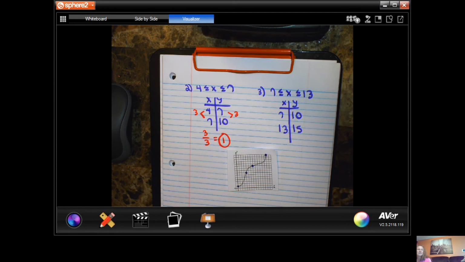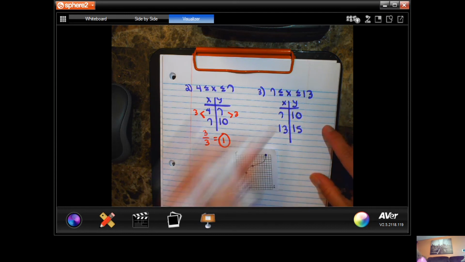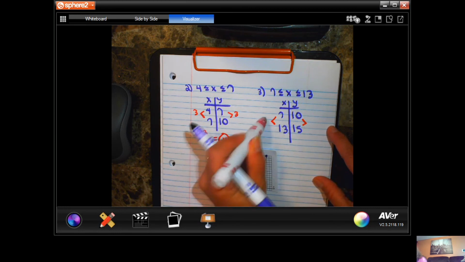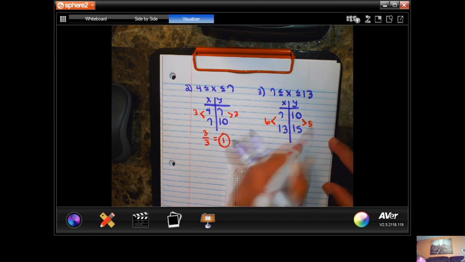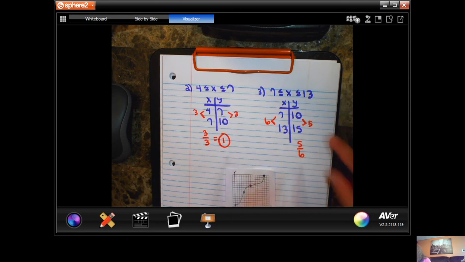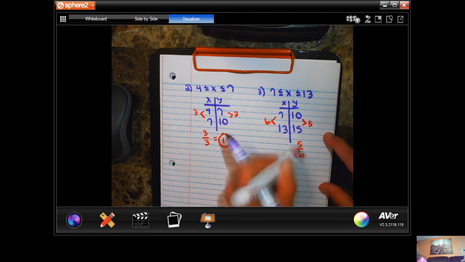To find the average rate of change, I'm going to do the differences. To go from 7 to 13, that goes up 6. To go from 10 to 15, that goes 5. To find the rate of change, we just do 5 over 6, not 6 over 5. It's always y over x change, and we can't reduce that.